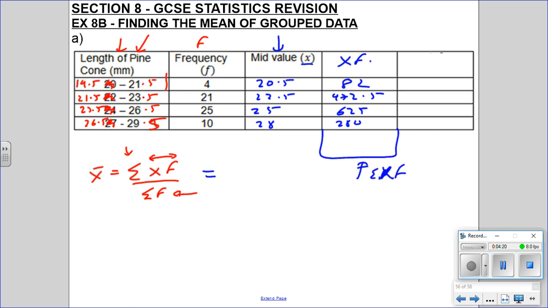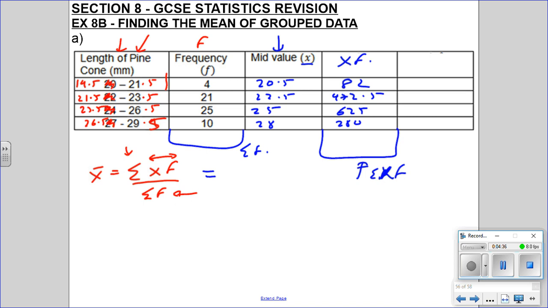I like doing sigma xf rather than sigma fx because for standard deviation, a lot of students get this wrong and they write sigma fx squared and they don't know what it means. So actually, sigma x squared f and sigma xf makes more sense.